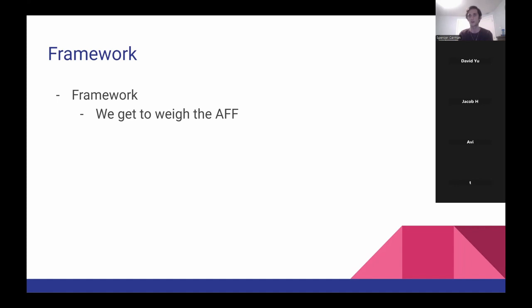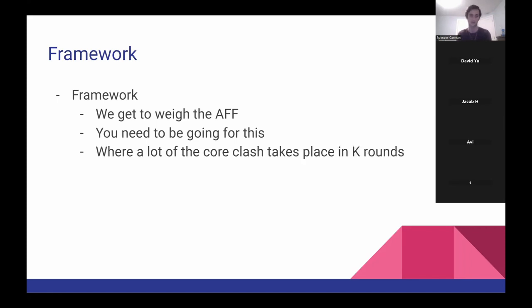and that will make K rounds a lot more manageable for the affirmative, because if you're allowed to weigh the AFF, it means that you can weigh the affirmative against the critique, and you don't just need to win defense and beat back the entire critique, which is what you would have to do otherwise. And so you need to be going for this. Framework is your best friend, and the affirmative should basically be reading framework every round against the K. And this is where a lot of the core clash ends up taking place in a lot of K rounds.